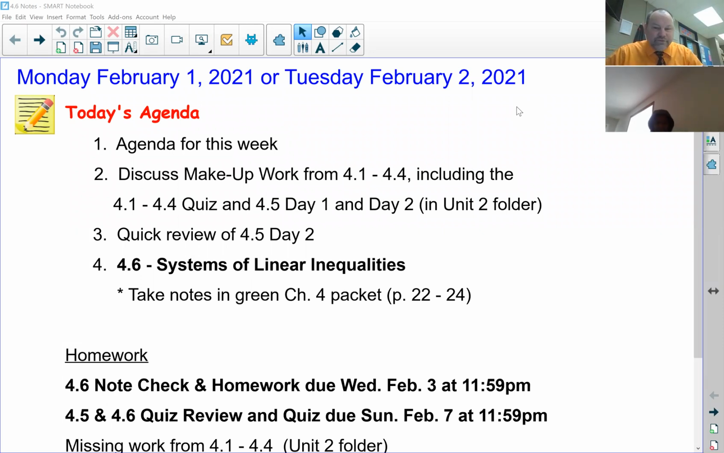Just a few reminders for this week. We're going to finish up chapter 4 with systems of linear inequalities. So now we're going to graph two inequalities and shade, and our solution is going to be where they overlap. We'll talk more about that as we get into notes. And then Thursday, we will have a review assignment and quiz. And then we're done with chapter 4.